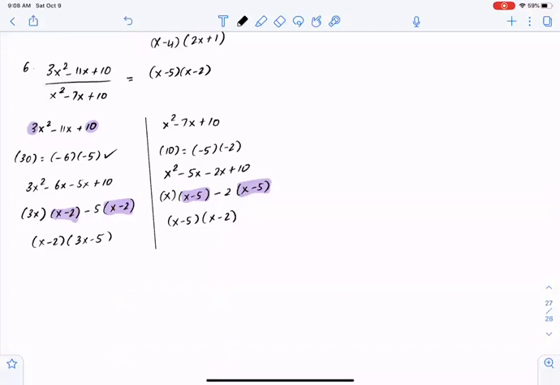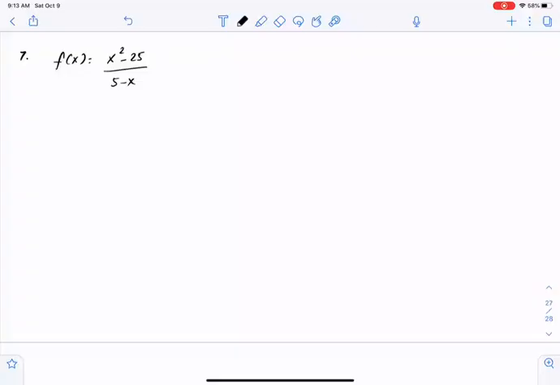So I could write the numerator, x minus 2 times 3x minus 5. The denominator, x minus 5 times x minus 2. The x minus 2's will get cancelled. We will have 3x minus 5 divided by x minus 5. So should we keep the denominator as is? Yes, there is nothing I could do about it yet.